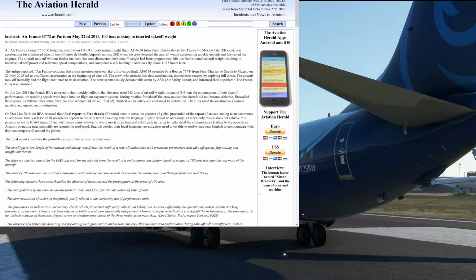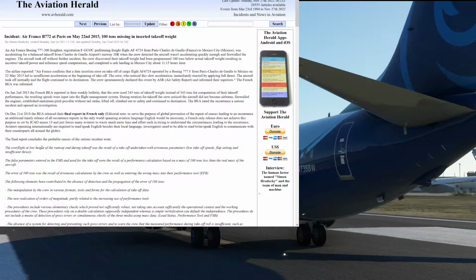Anyway, let's go on. The final report concludes the probable cause of the serious incident were: the overflight at low height of the runway end during takeoff was a result of a takeoff undertaken with erroneous parameters, as in low takeoff speeds, flap settings, and insufficient thrust. And as you will recall from our earlier look at possible tail strike reasons, you will notice that those reasons are very common factors for tail strike.